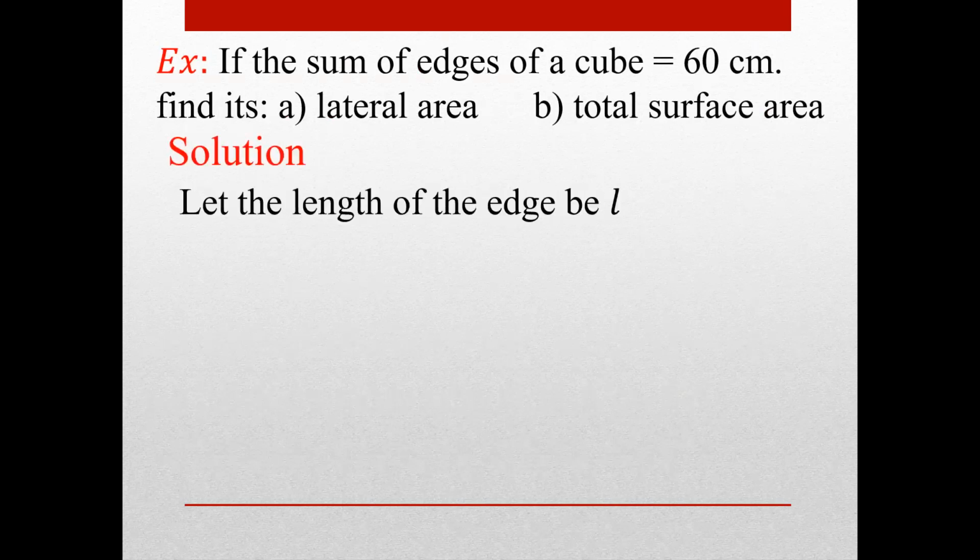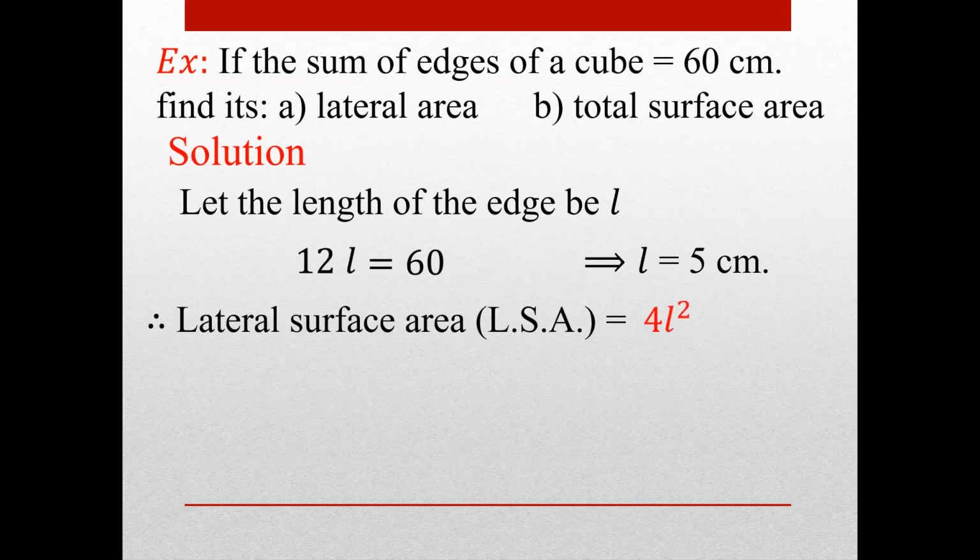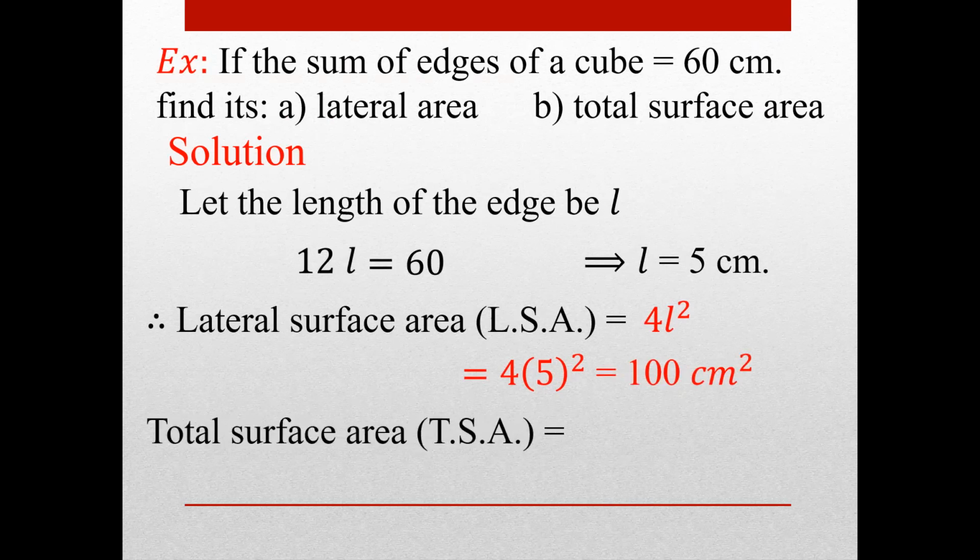Here, I want the length L. 12 lengths equal 60, so the length equals 60 divided by 12, equals 5 centimeters. So I want the lateral surface area. Lateral surface area equals 4L squared, so 4 times 5 squared equals 100 centimeters squared. Next, total surface area means 6L squared. I have L equals 5 centimeters, so the answer will be 6 times 5 squared, equals 150 centimeters squared.